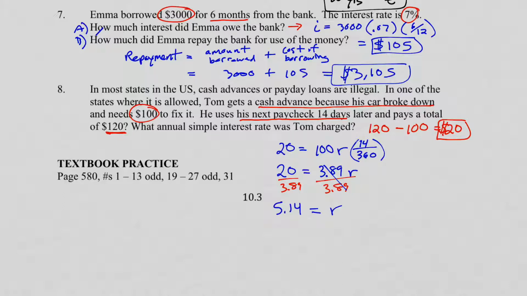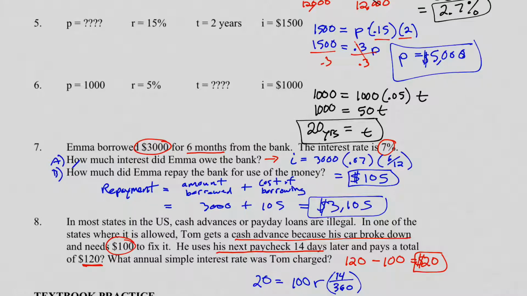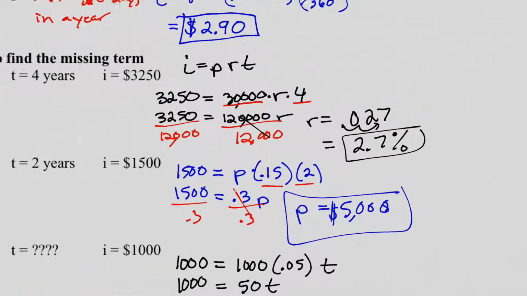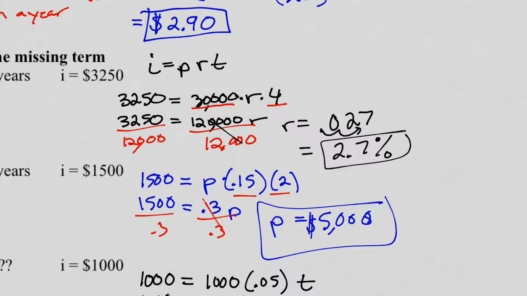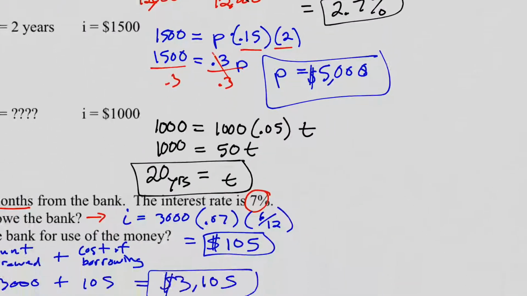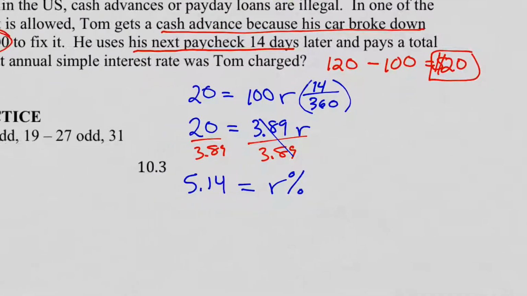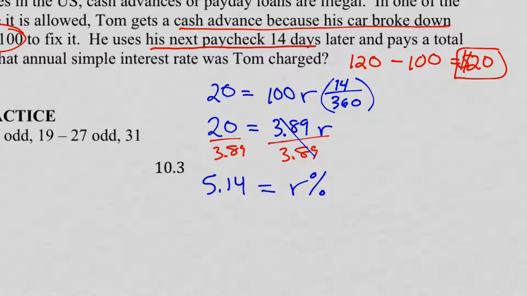So you may be asking yourself, hey, it's only 5%. No, guys, this is not the rate. This is the decimal. If you remember, the rate is actually a percentage. So this 5.14 has to be turned into a percentage. When we solved for R, that was the decimal rate, which needs to be turned into a percentage. So this question is not complete, although it looks like it. That's because this is so outrageous. That's why it's illegal in many states.